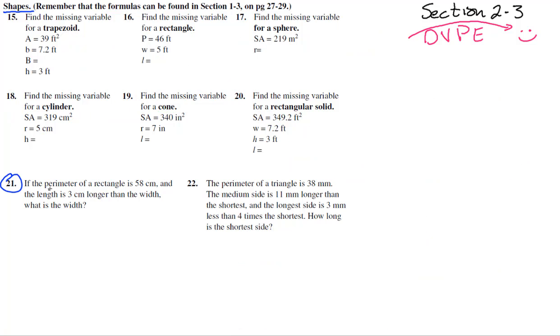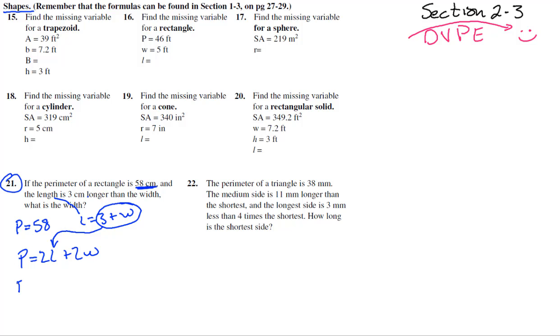All right, 21. If the perimeter of a rectangle is 58 centimeters and the length is 3 centimeters longer than the width, what is the width? So we have the perimeter is 58. And what formula are we going to be using? Yeah, we're going to be using perimeter equals 2 length plus 2 width. All it tells us is that the length is 3 centimeters longer than the width. Now, instead of giving us a number, it gave us this kind of formula thingy that is going to stick in for the length. That's an important substitution there.